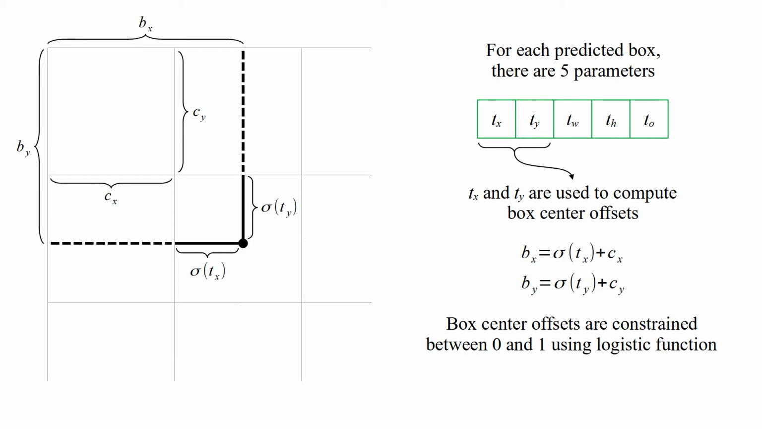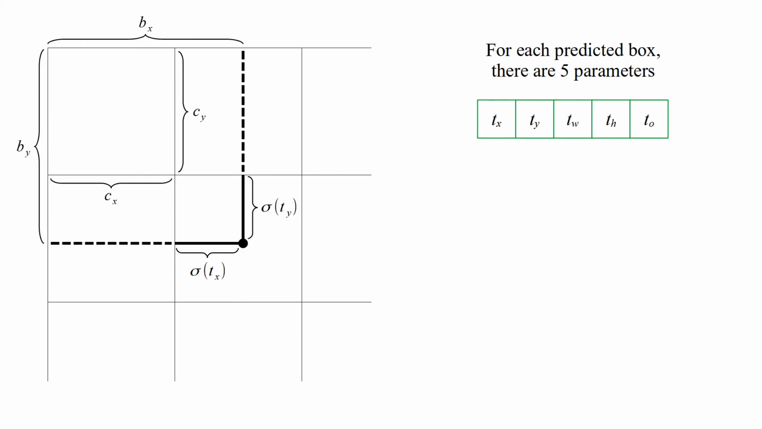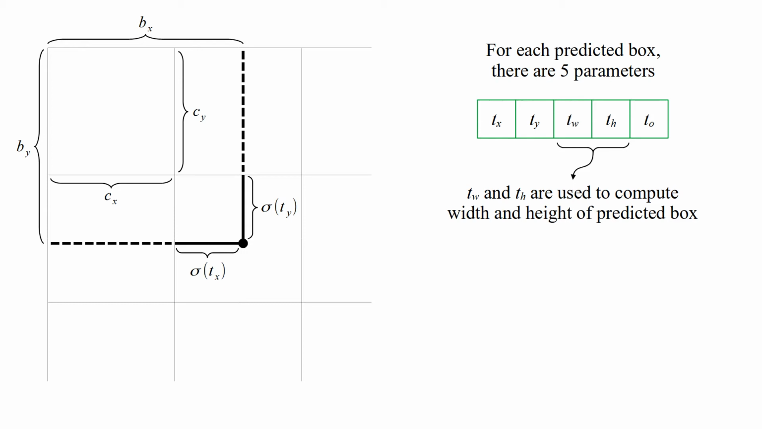Box center offsets are constrained between 0 and 1 using logistic function. Cx and Cy are coordinates of grid cell origin. Similar to YOLO version 1, YOLO version 2 predicts bounding box center coordinates relative to grid cell origin. Tw and Th are used to compute width and height of predicted box.